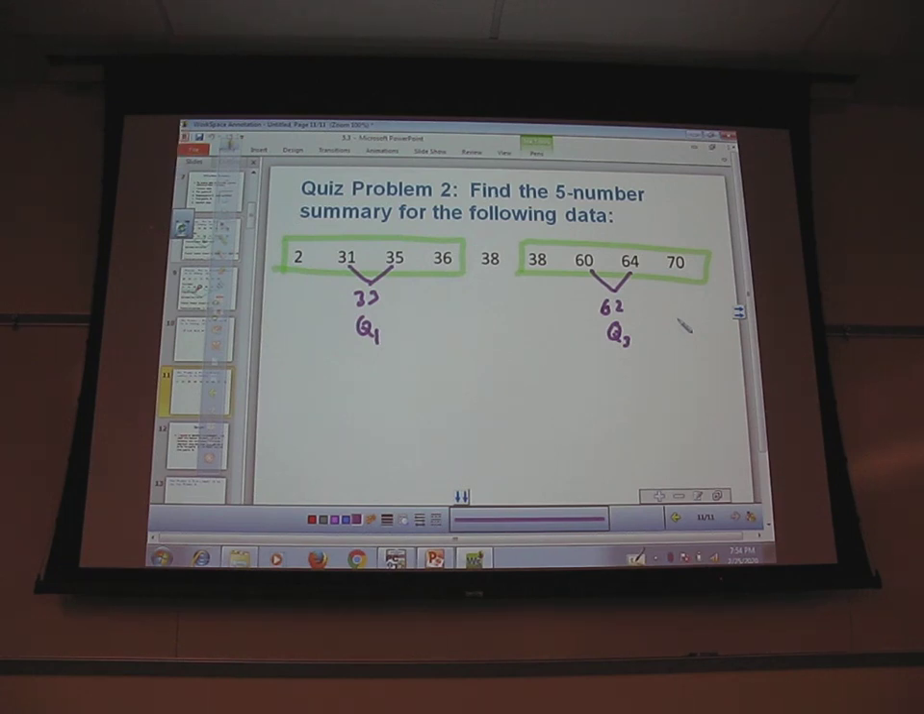Oh, we had that in the example. Do you guys remember that? Yeah. Okay. And then here is my Q2, and my min, and my max. So my 5-number summary is going to be 2, 33, 38, 62, 70.